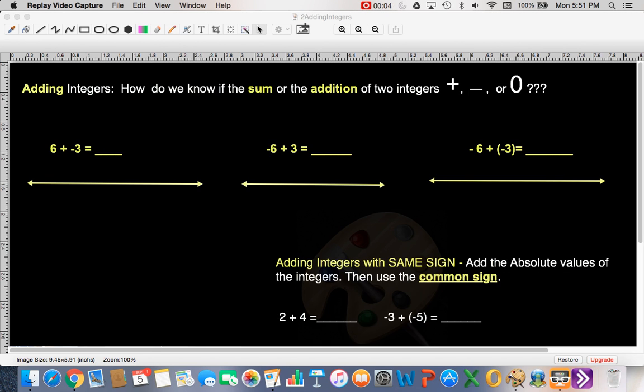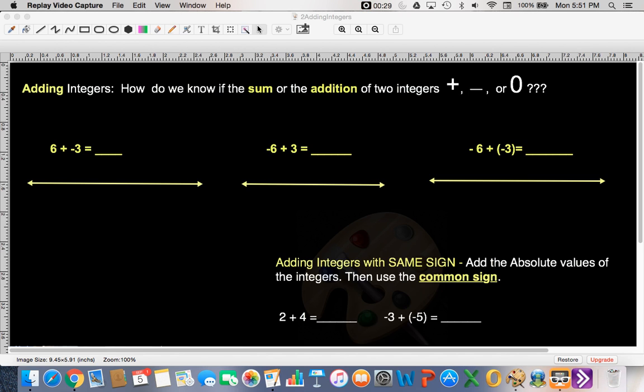Today we'll discuss addition of integers, or adding integers. But before we move on, let's think about this question. How do we know if the sum, or the addition, of two integers is positive, negative, or zero? There are several ways for us to add integers.